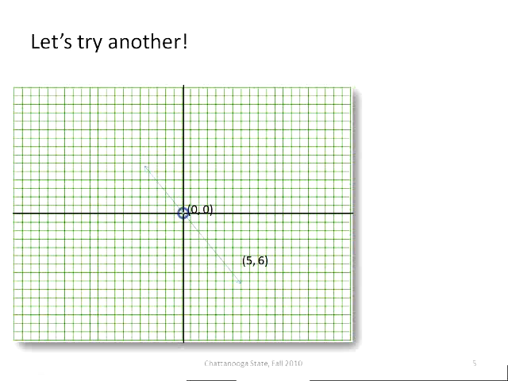Here I have one more line to look at. This line actually goes through the origin of the graph. The origin of the graph is the ordered pair 0, 0. And we have the point 5, 6.